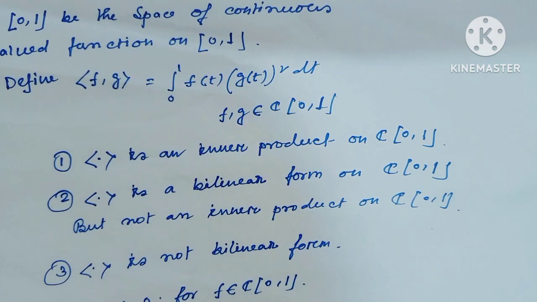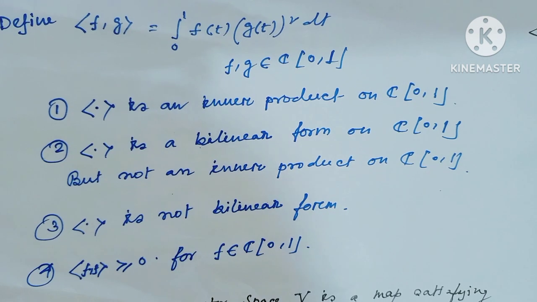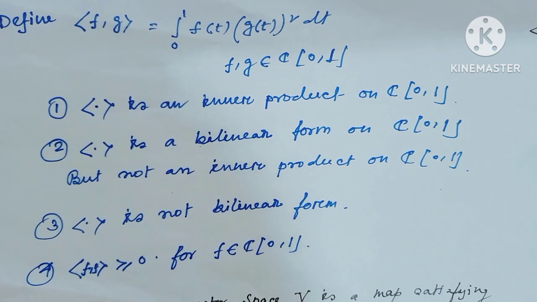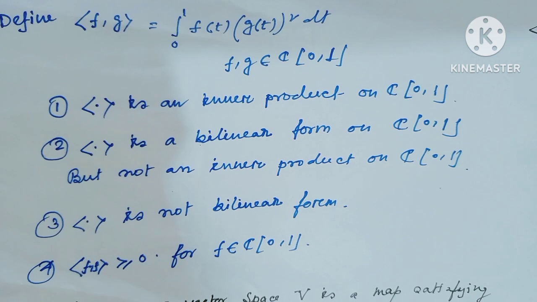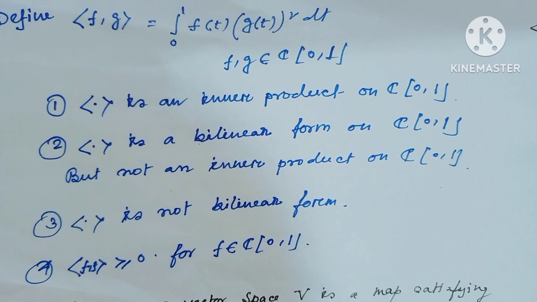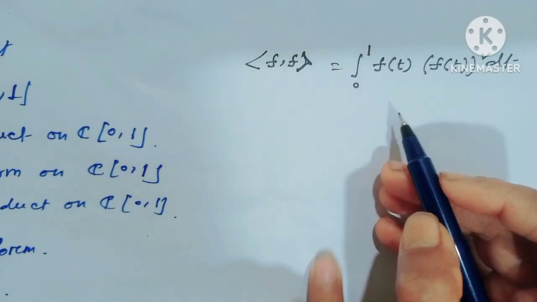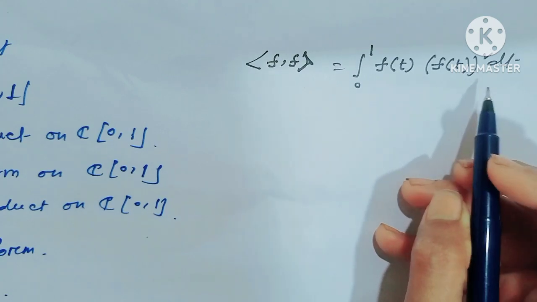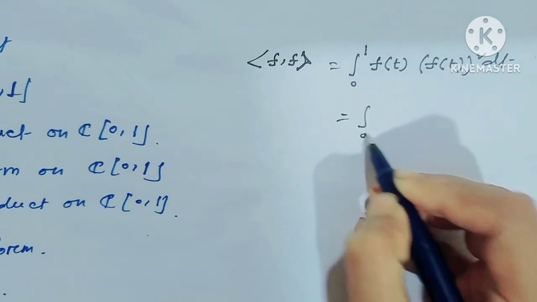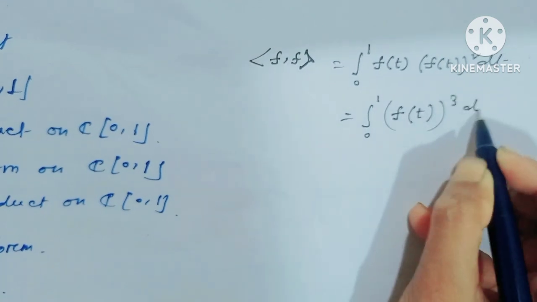First I will check, is it an inner product? Because I have told you many times, for an inner product space, which of the following is an inner product or not an inner product? For this type of question, check the positive definiteness first. Integration 0 to 1 of f(t) whole square dt. This is equal to integration 0 to 1 of f(t) whole cube dt.